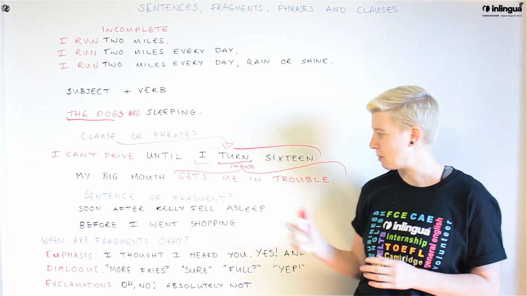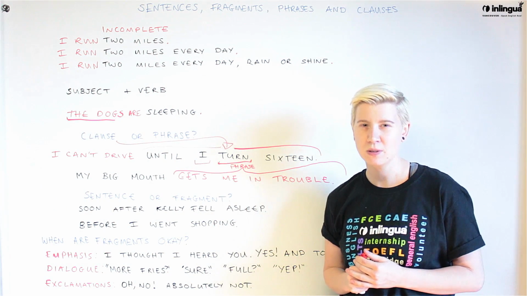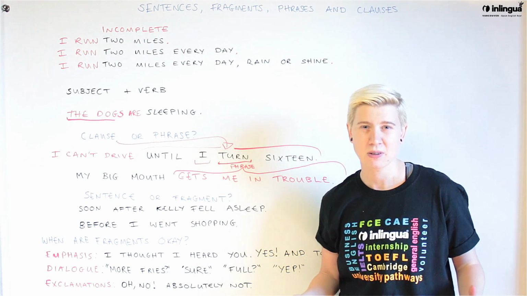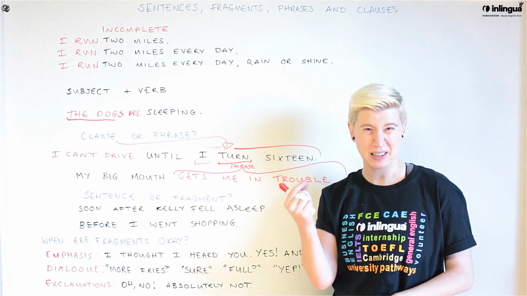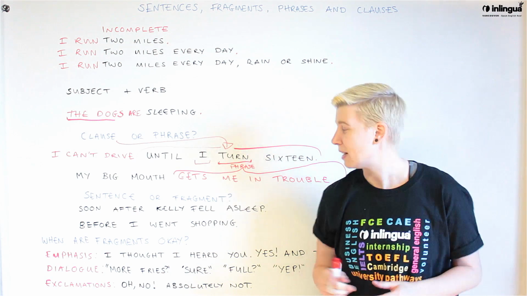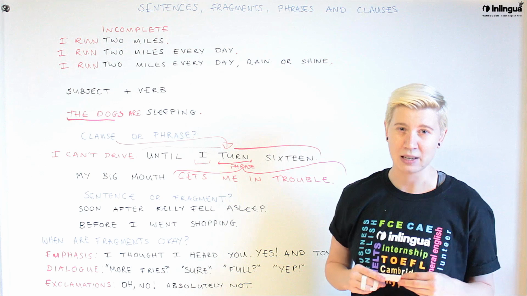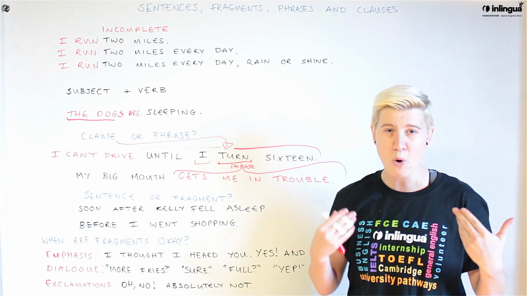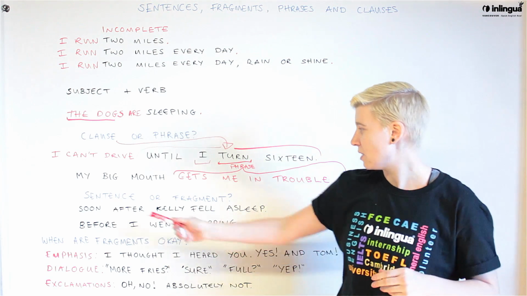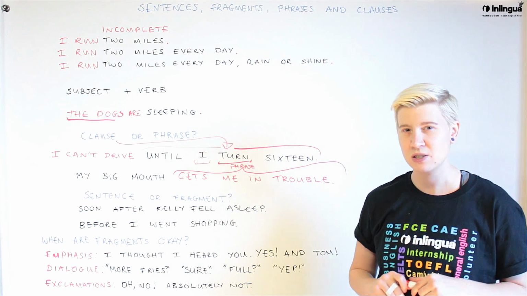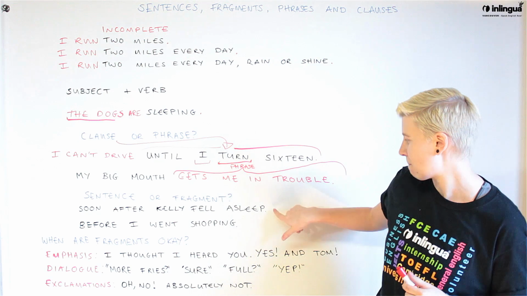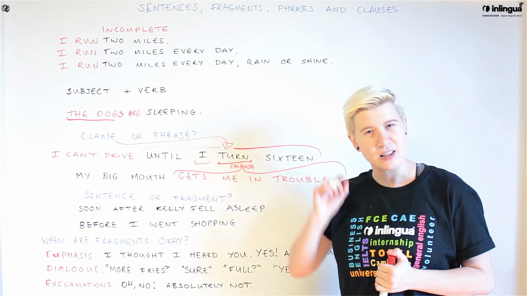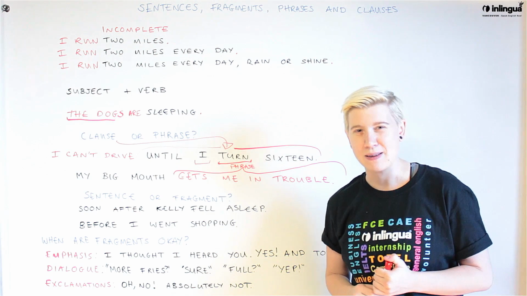And what about a fragment? Have you heard this word before? Fragment means part of something. If I drop a mug, for example, pick up the little pieces, those are fragments. And it's the same meaning when we talk about English. A fragment is something little, it's broken, and it needs more to be a complete sentence. So how can we tell if something is a sentence or a fragment? Look here. Soon after Kelly fell asleep. Listen to that. Soon after Kelly fell asleep.